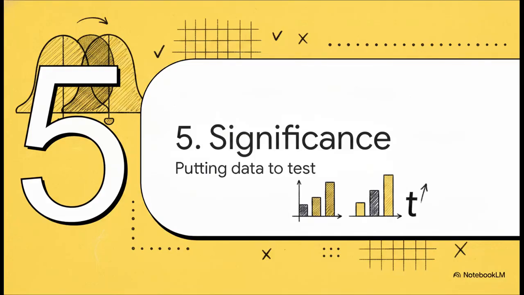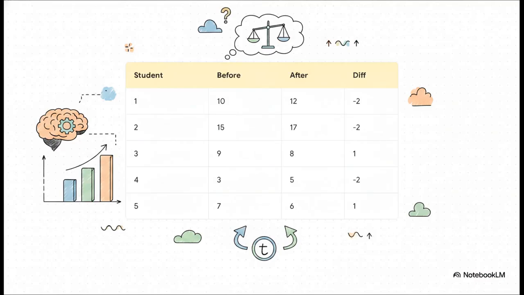Section 5. Making sense of significance. Putting data to the test. Let's ground this in a real scenario. Imagine we're testing the memory capacity of some students before and after a specific training program. Looking at our matched pairs, student 1, for example, scored a 10 before training and then a 12 after training. So their personal difference is -2. Student 3, on the other hand, went from a 9 down to an 8, which gives us a difference of +1.